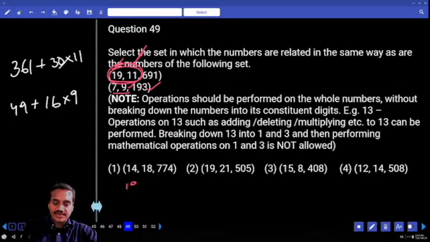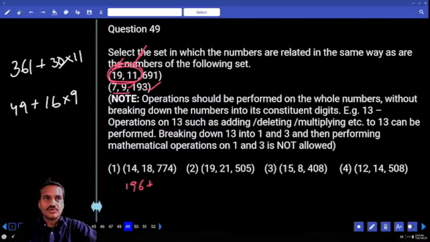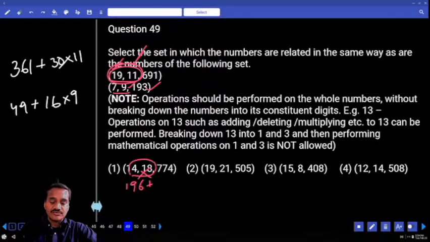14 square, 196. Plus 14 plus 18, that is 32. And 32 square would be about 900, so this cannot be an answer. Sorry, 14 plus 18 is 32. Now 32 into 18. For our answer, 8 into 6 is 48, plus 6, the last digit should be 2. And it is 4, so that is ruled out.